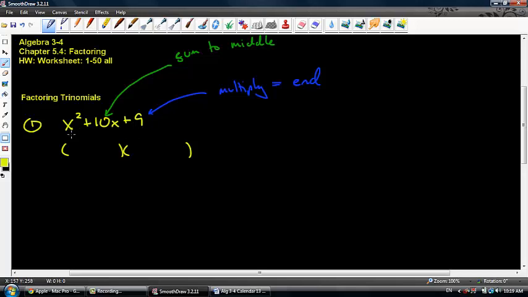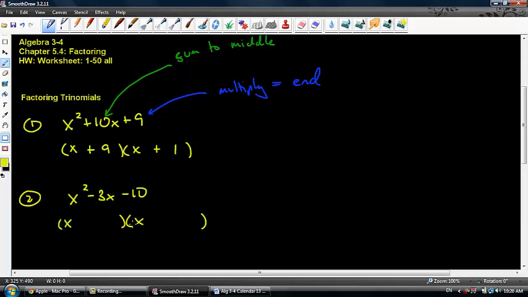So what we're going to do is split apart x squared into x and x in my two parentheses. My signs here are double positive, which means that they're going to be double positive on the inside. And I need two numbers that multiply to 9 and add to 10. Well, that's simple. It's 9 and 1. All right? And again, all that it really takes with factoring a trinomial is lots and lots of practice. You have to do thousands of them.